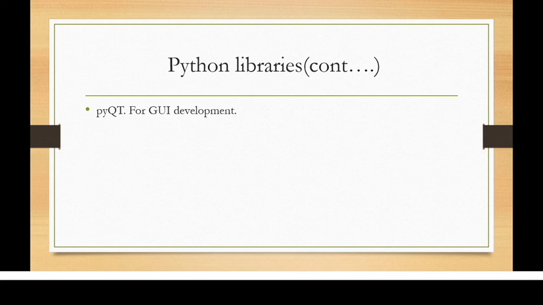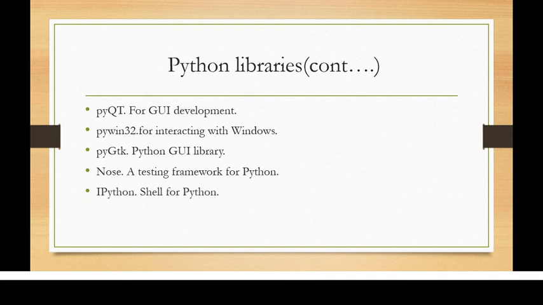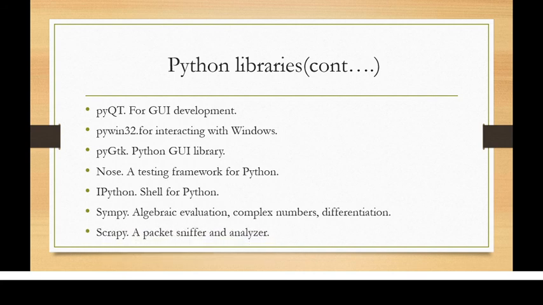PyQt is for GUI development. PyWin32 is for interacting with Windows. PyGTK is a Python GUI library. Nose is a testing framework for Python. IPython is a shell for Python, and SymPy deals with algebraic evaluation and complex number differentiation. Scapy is a packet sniffer and analyzer.